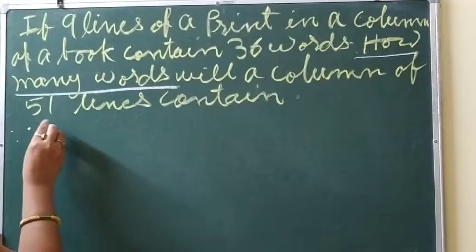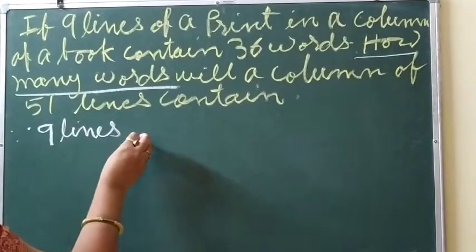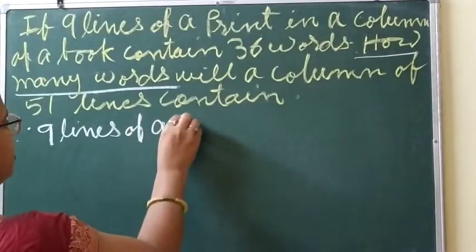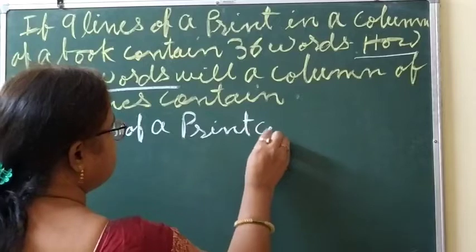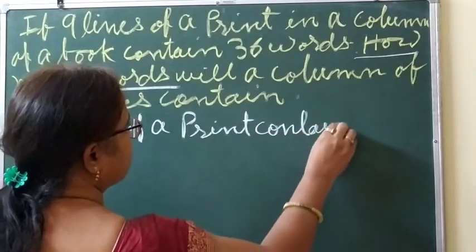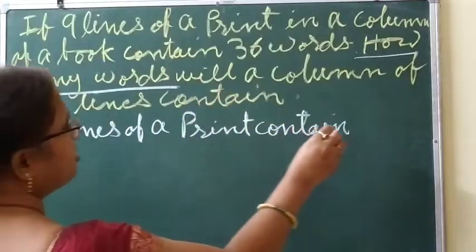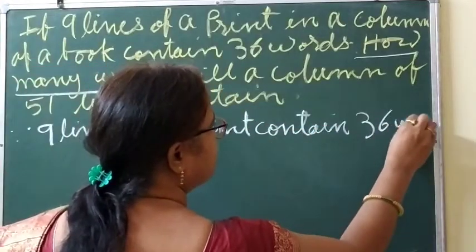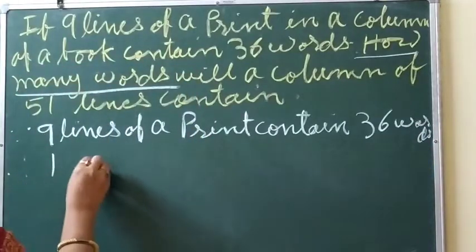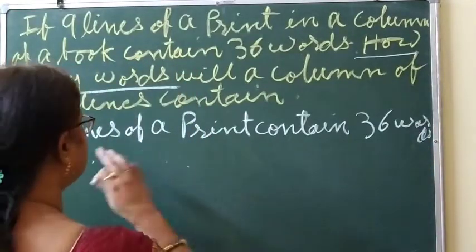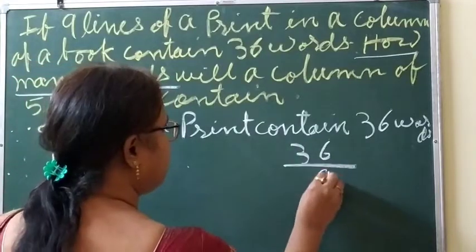Since 9 lines of a print in a column of a book contain 36 words. Clear? Therefore, one line of a print contains what? More or less? Less. So 36 divided by 9.